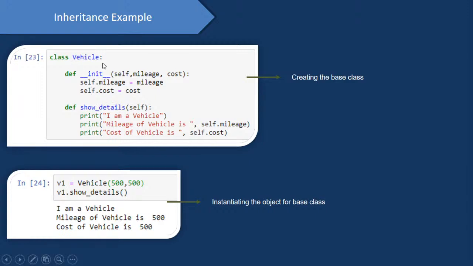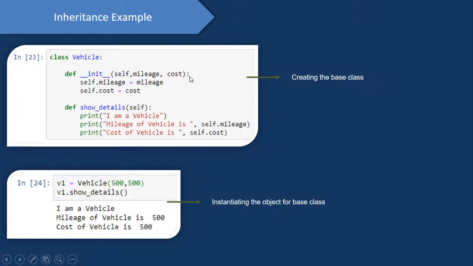So we have this parent class called vehicle, and inside this parent class we've got the init method, which is the constructor, and with the help of this constructor I'm assigning the values for mileage and cost. After this we've got the show details method. With the help of this I am printing out the value of mileage, the value of cost, and also an additional line, which is I'm a vehicle.